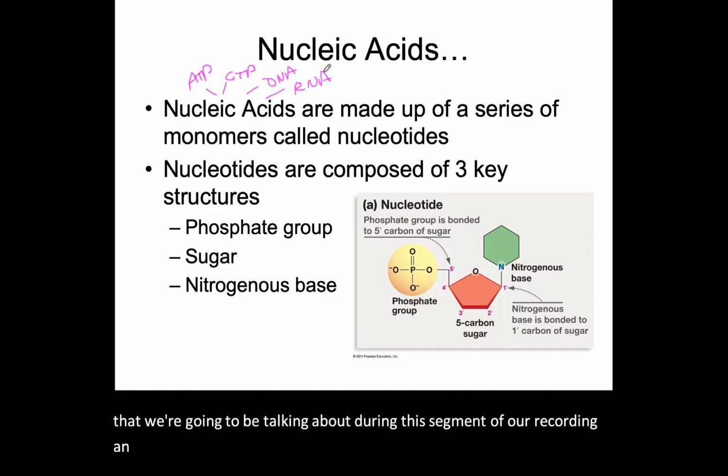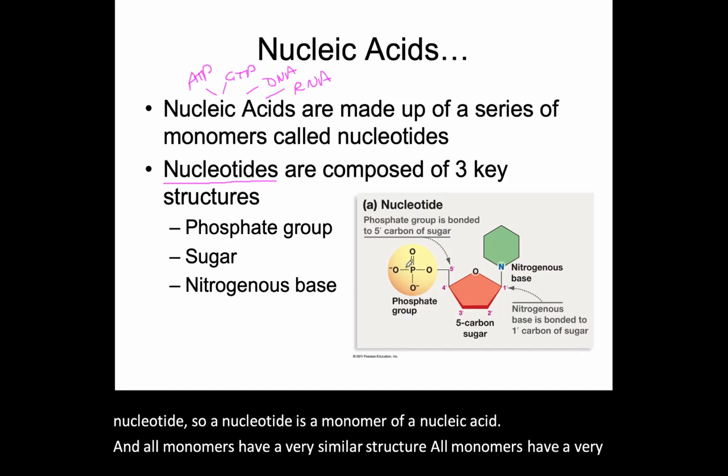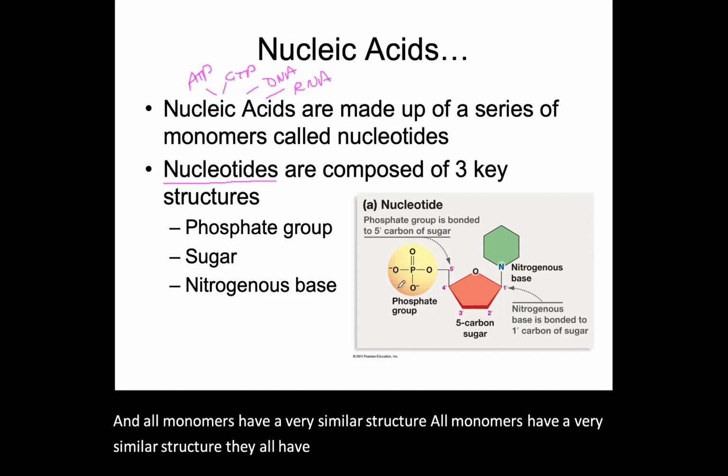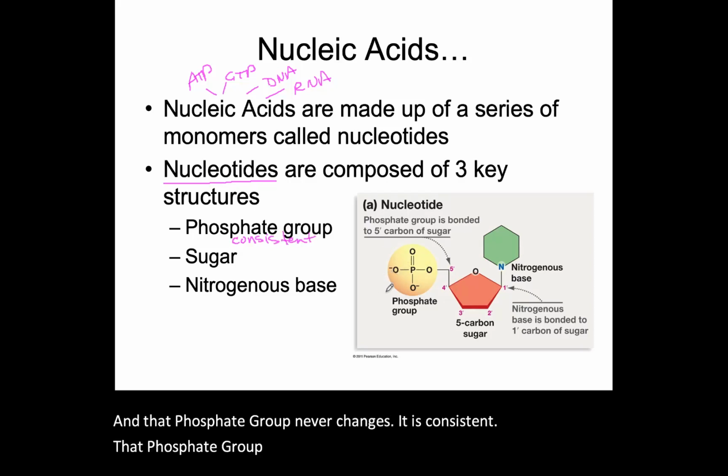A monomer of a nucleic acid is what we define as a nucleotide, and all monomers have a very similar structure. They all have a phosphate group. And that phosphate group never changes. It is consistent. It's always the functional group that we learned as being a phosphate group.